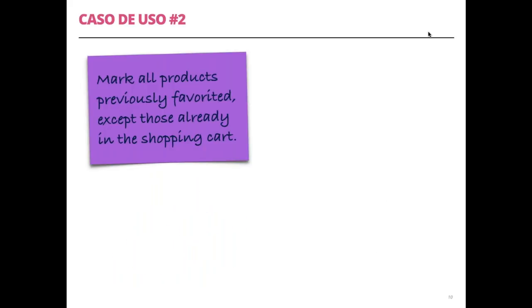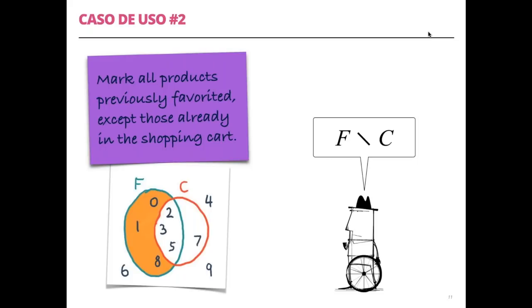Another example: mark all products previously favorited except those already in the shopping cart. This is an example of a set difference. You have the favorited products, the F set, and the C set is the products in the shopping cart. I want to remove the ones in the shopping cart from the favorite set, and the sign they use in math is a slanted bar.